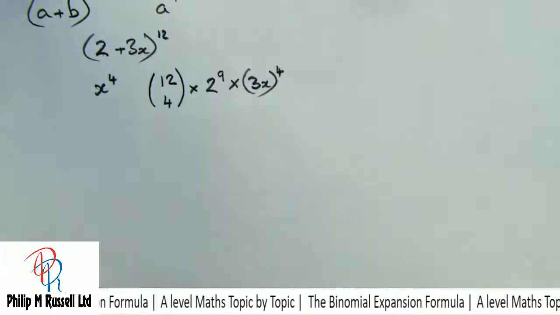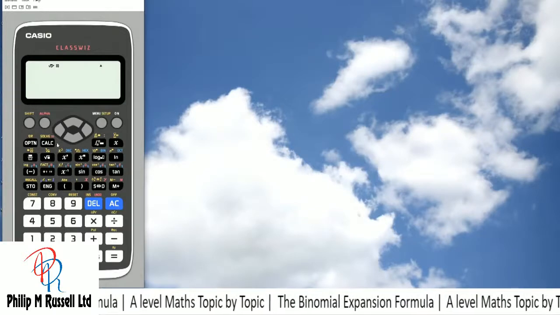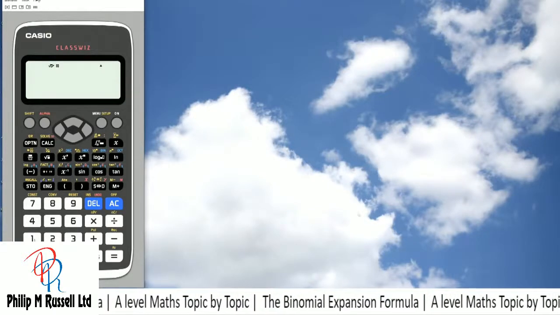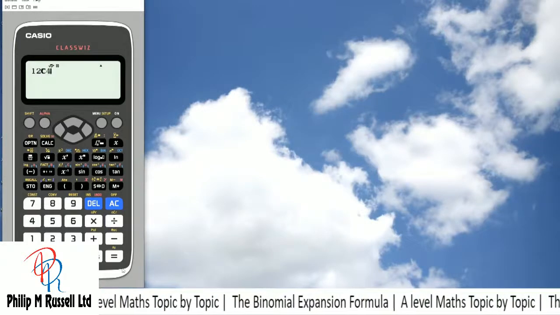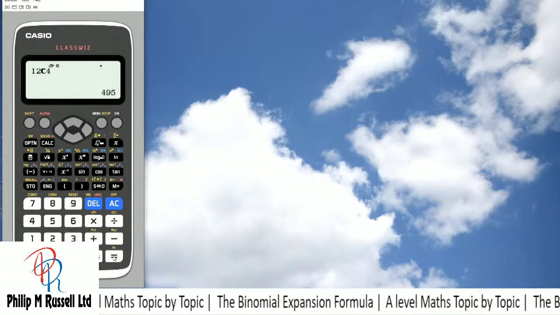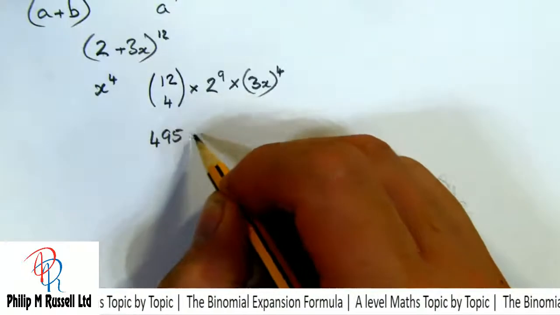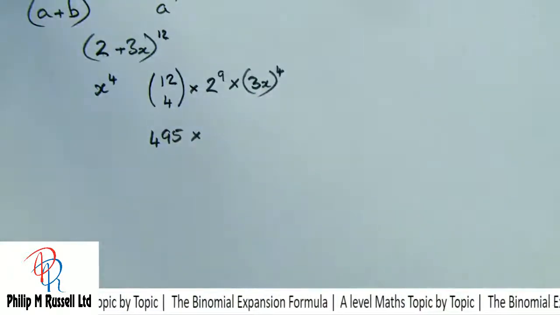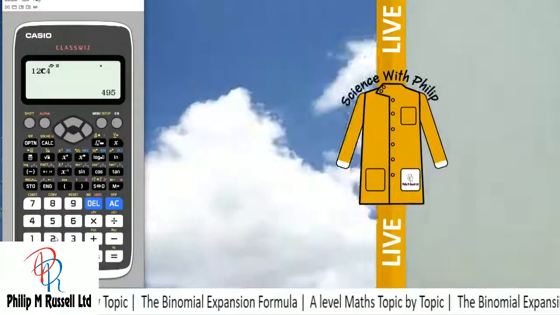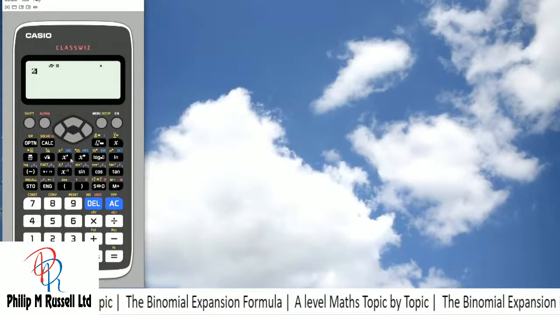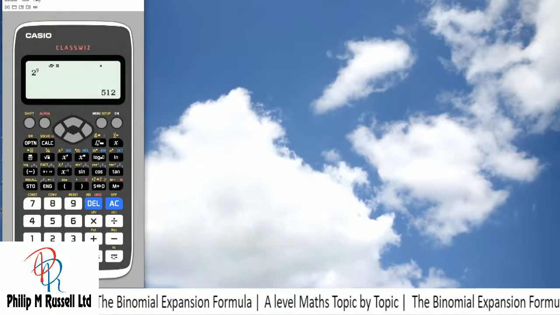So we need to work this out. We can go to our calculator. We can work out NCR. This is a 12, 4. So we do 12 NCR 4, and we get 495 times here, 2 to the 9. My maths isn't that good here. We'll go off and cheat with the calculator, and I can do 2 to the power of 9. And what a surprise, it's actually 512.